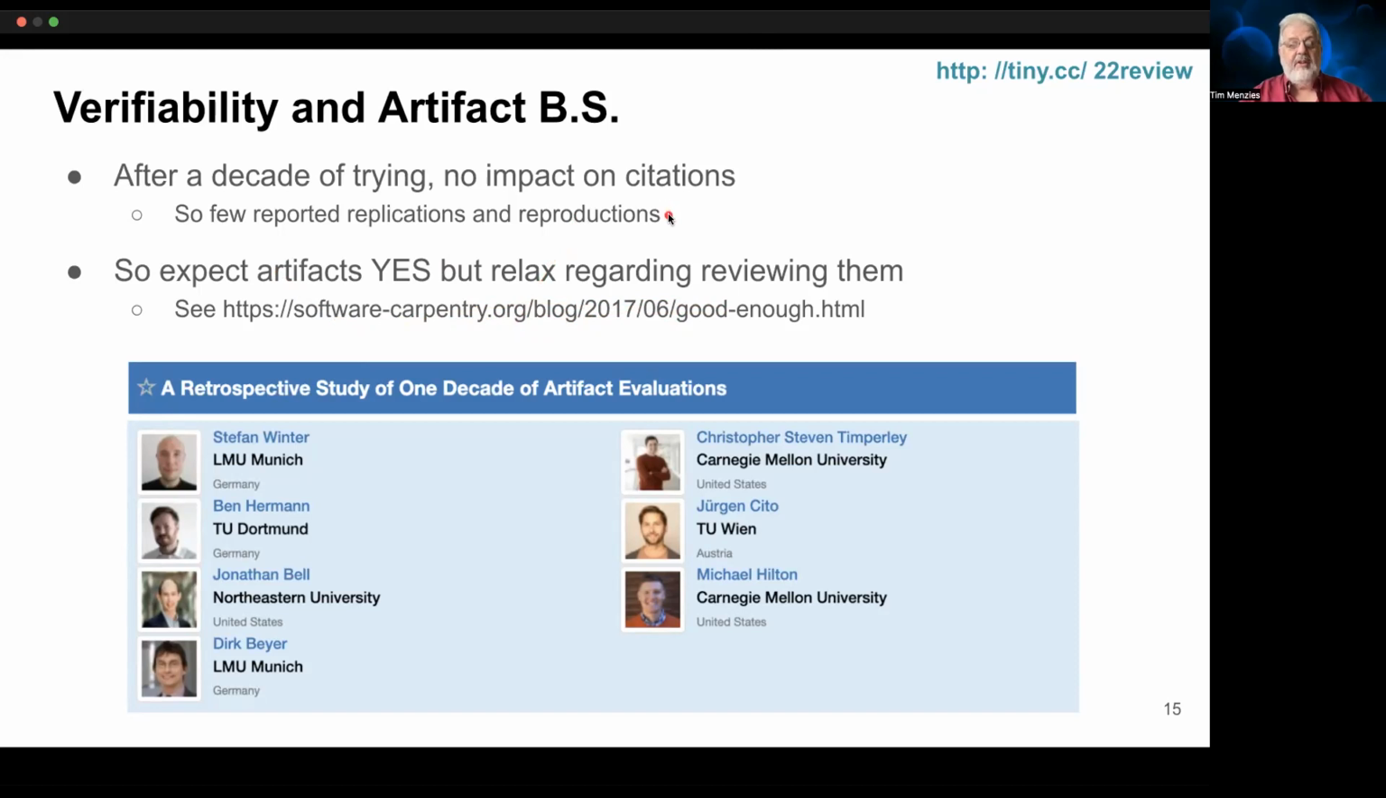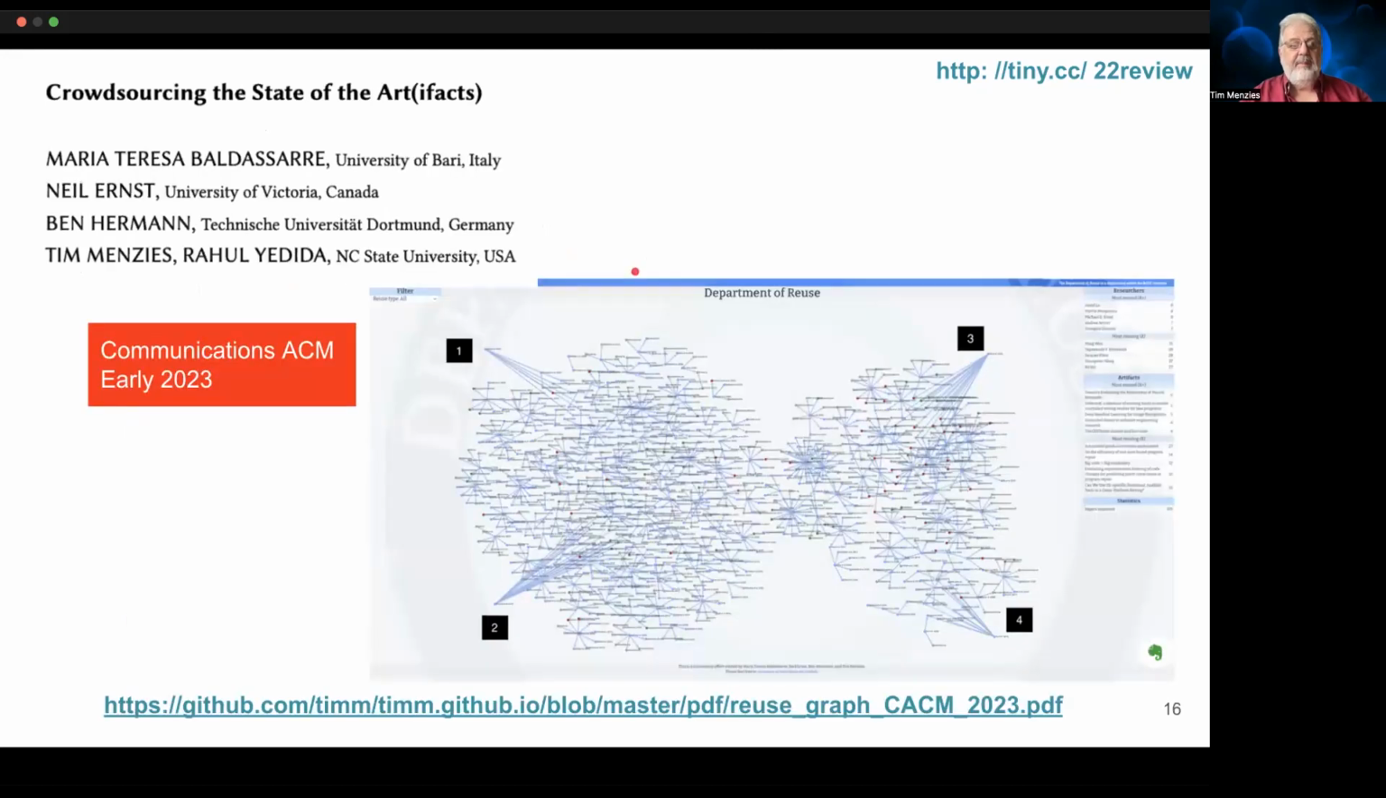Also, just to throw to some of my own work, coming out early next year at CACM. There's a paper with Teresa Baldessera, Neil Ernst, Ben Herman, myself, and Rahul Yedida. Ben is one of the authors of the paper on the last page. We're talking about another way of doing evaluation.